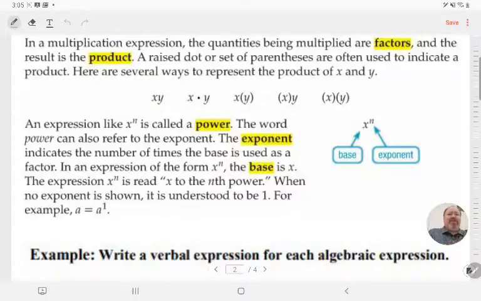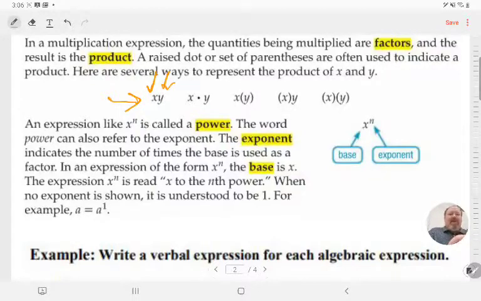In a multiplication expression, the quantities being multiplied are factors, and the result is the product. A raised dot or set of parentheses are often used to indicate a product. Here are several ways to represent the product of x and y. Each one of these ways I could write to say x times y, okay? And each one of these would be a factor. So the x would be a factor, the y would be a factor. The result, when I multiply x and y together, would be the product.